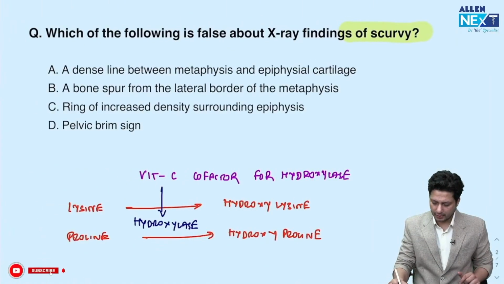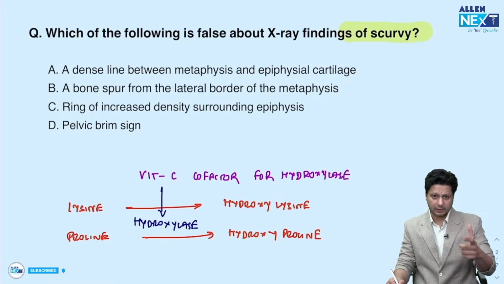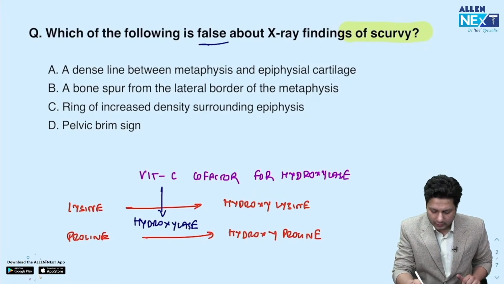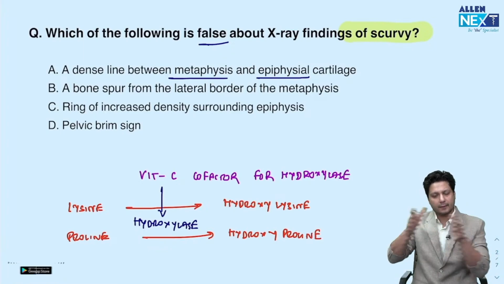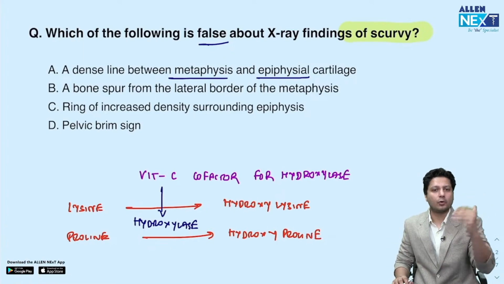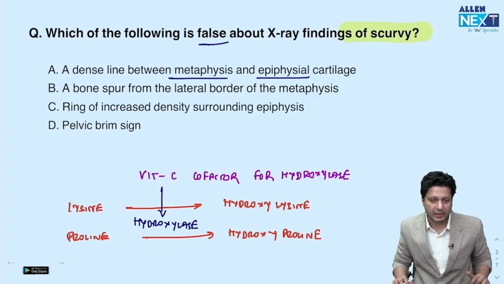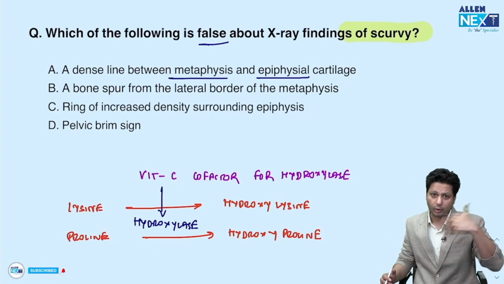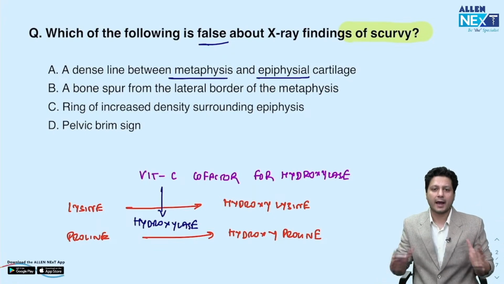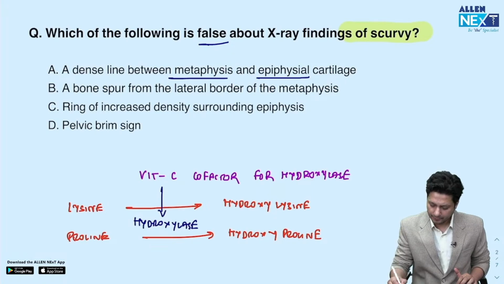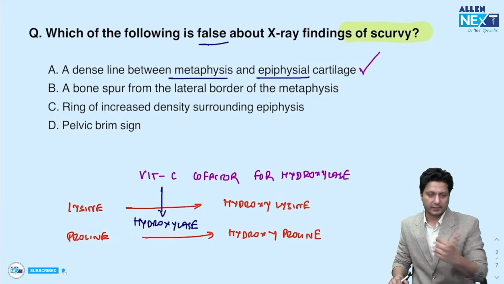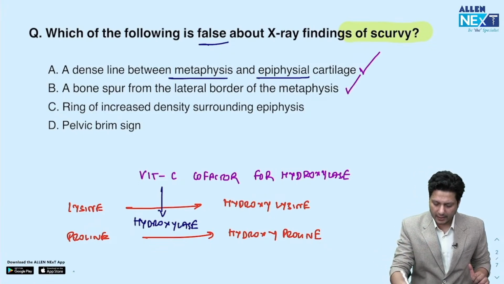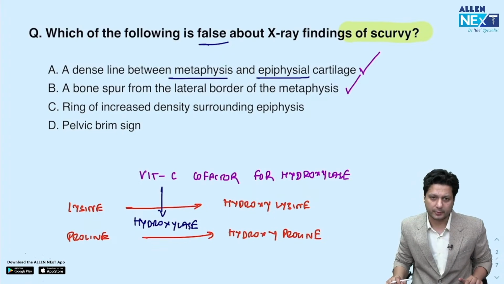Now, if you go back to the question, it will become much easier to handle: which of the following is false about the X-ray findings of scurvy. Option 1, a dense line between the metaphysis and the epiphyseal cartilage. We have clearly identified that between the epiphysis and metaphysis there is a growth plate. One zone of the growth plate is the zone of provisional calcification, which is more calcified and dense in comparison to the others, and this is the white line of Frankel. So this option is obviously correct. Next, a bone spur from the lateral border of the metaphysis, which is Pelkan spur, also an identifiable feature of scurvy. So this option is also true.